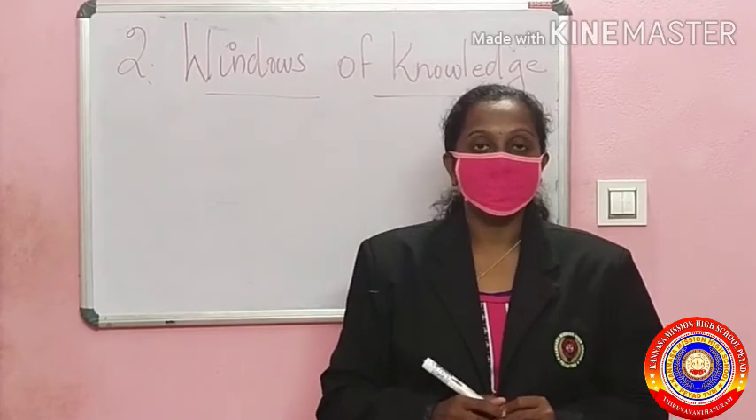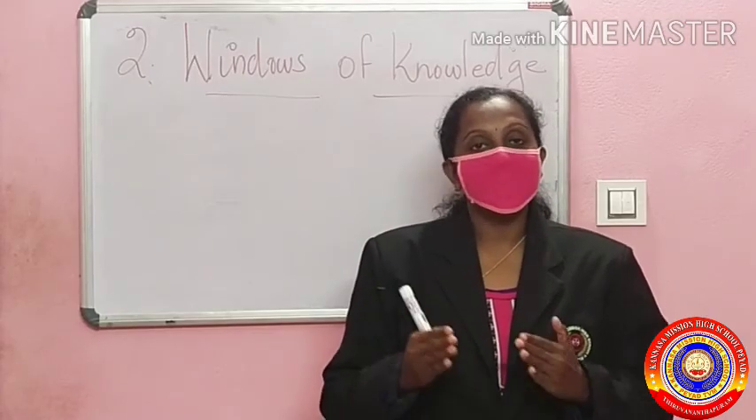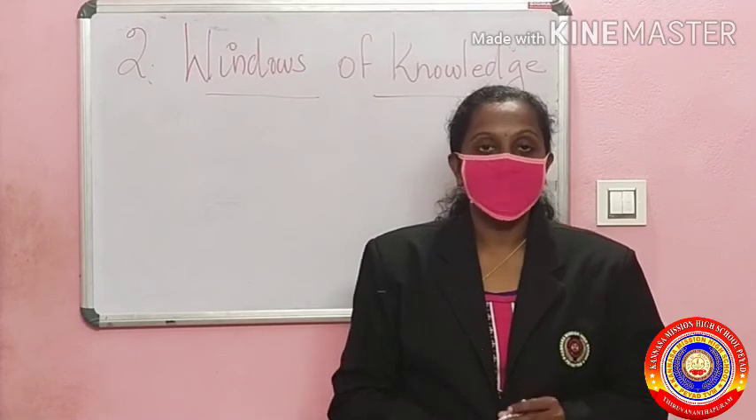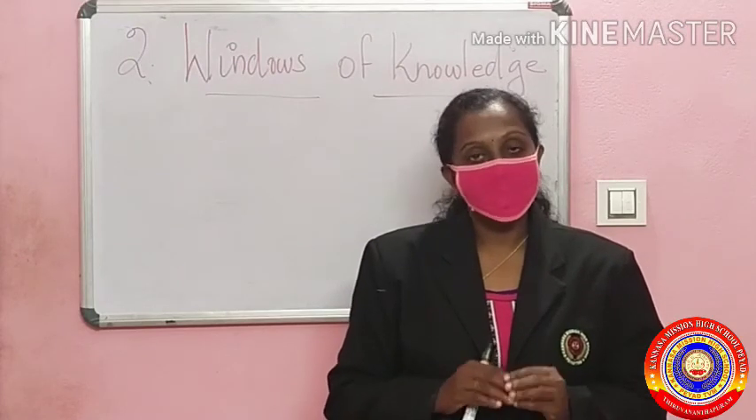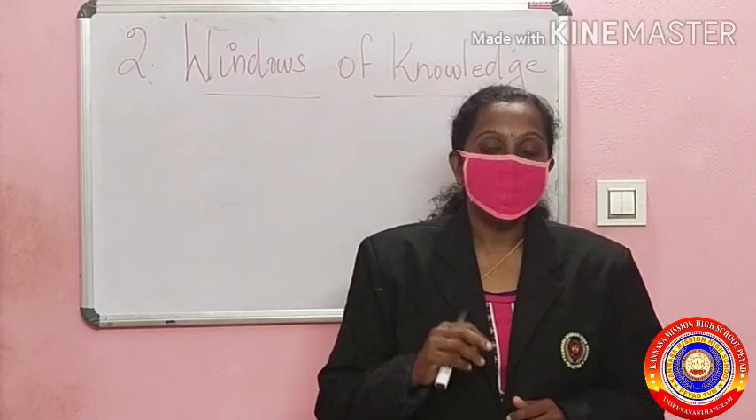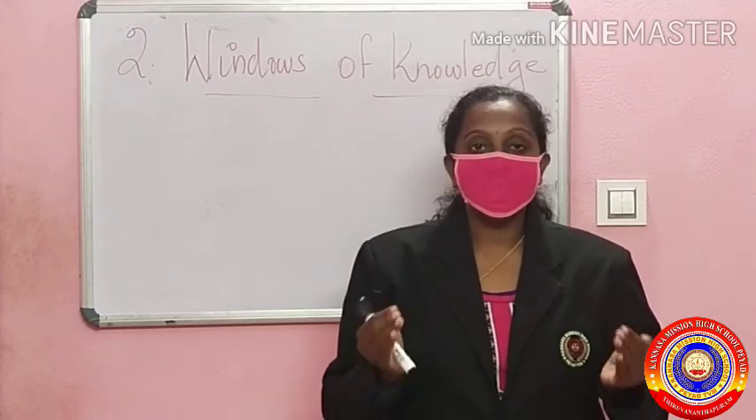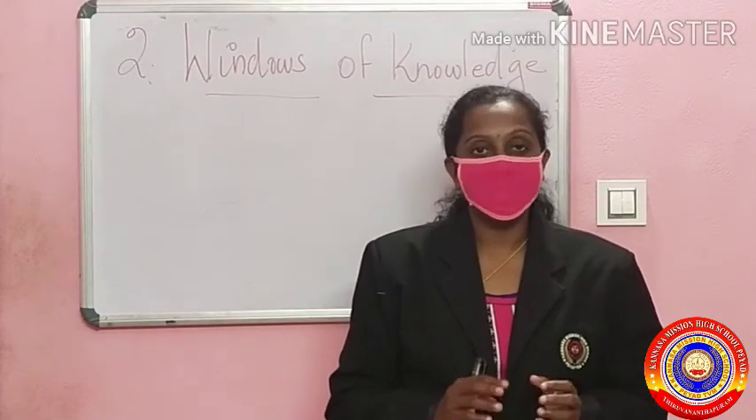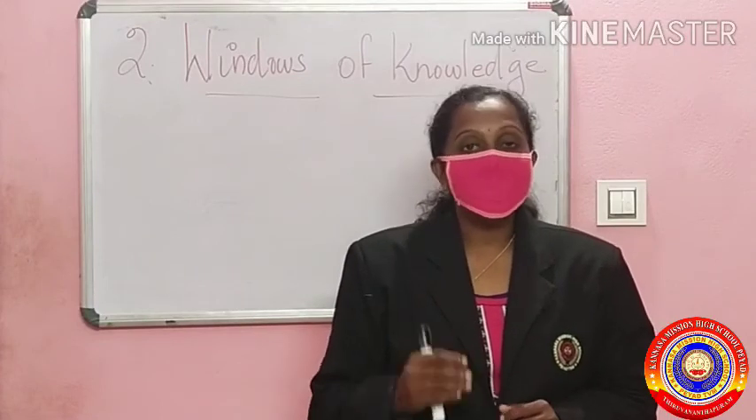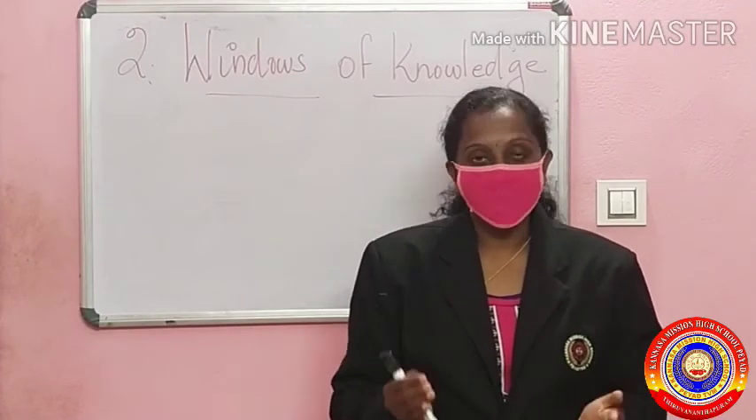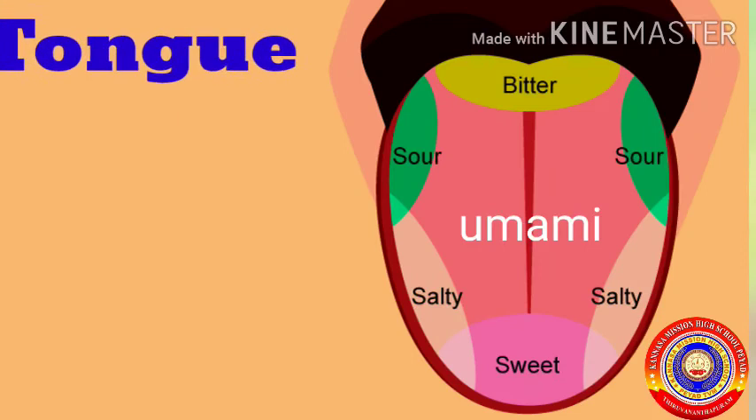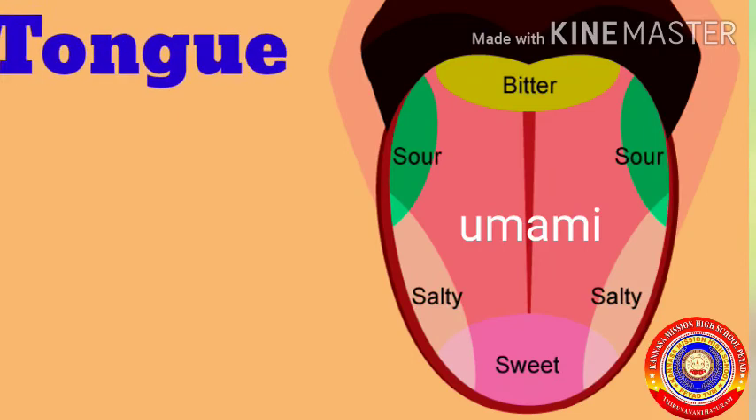In the last class we discussed the structure of the eye and the structure of the ear. Hope you understood that topic. Today we will discuss how to detect taste and smell, different types of receptors seen in the skin, and different types of receptors in other organisms. Let's start our portion with the tongue.